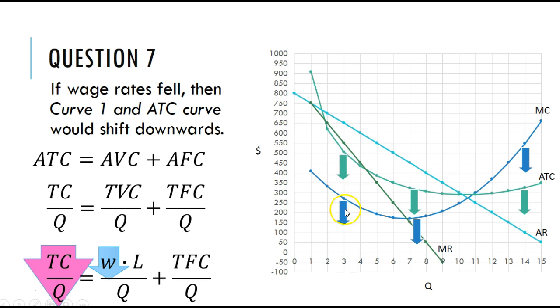If the output were 3, and the wage rate fell, even though the output didn't change, the costs would be lower. If the output were 7, then the costs would be lower. If the output were 14, then the cost would be lower. So the change in the wage affects the costs, whatever the output level happens to be at any given point. That's why we shift the curves down.